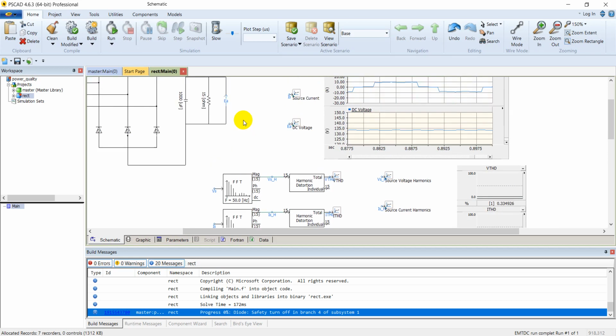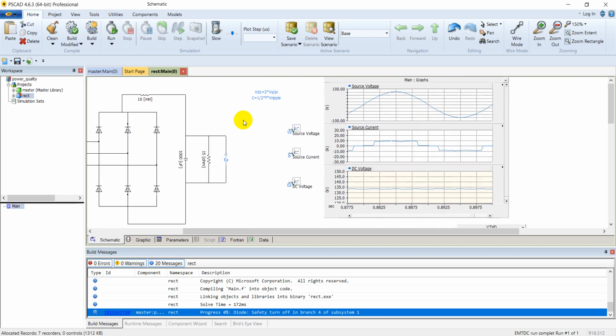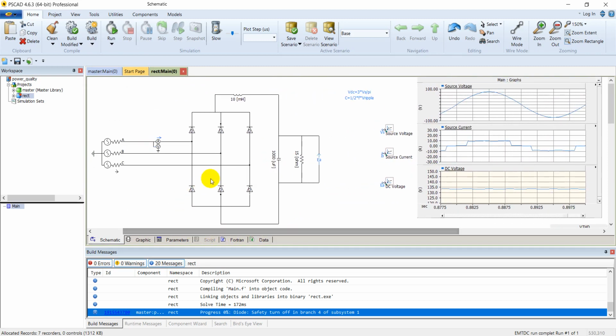So this is our learning that an inductor in the source or in the load is responsible for creating a better current waveform, one closer to a sinusoidal, and therefore it is responsible for giving good power quality in the case of nonlinear circuits.